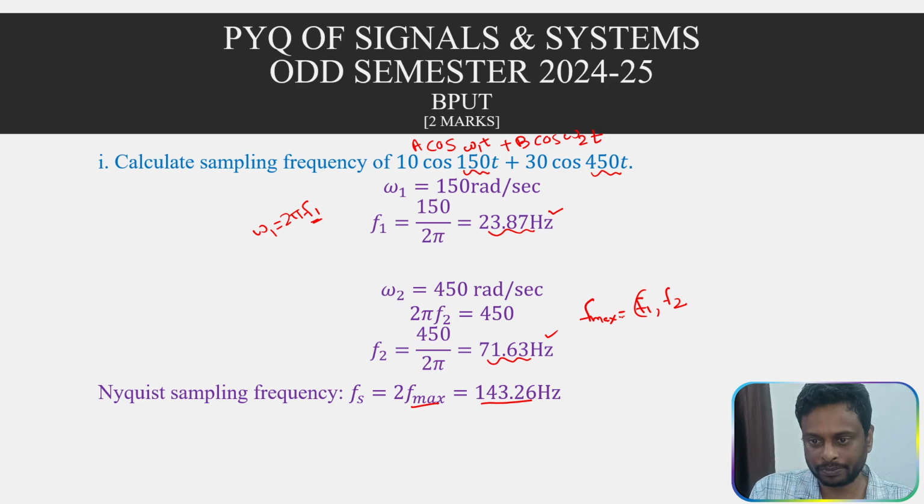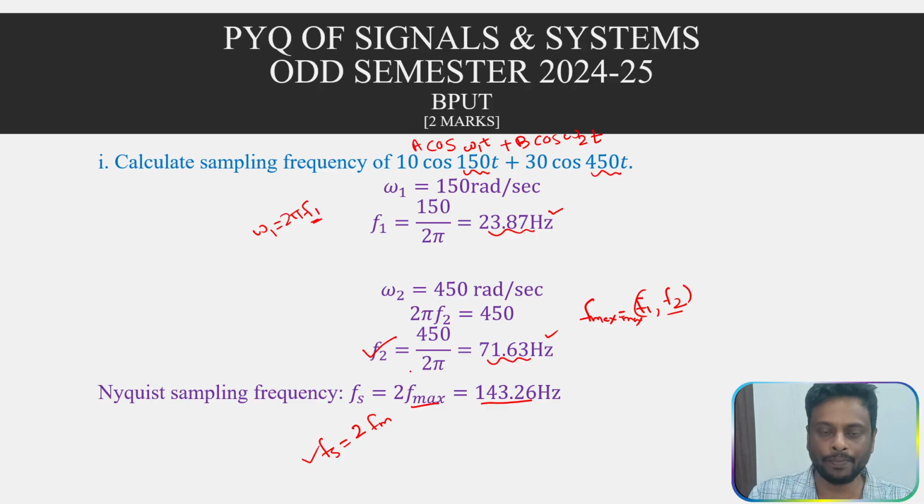So the maximum frequency between f1 and f2, f2 is having the maximum frequency. So just multiply, this is the sampling frequency: 2 into fm. Fs equals 2 into fm is the Nyquist sampling frequency. So it will be this one. This is how you can calculate the sampling frequency.